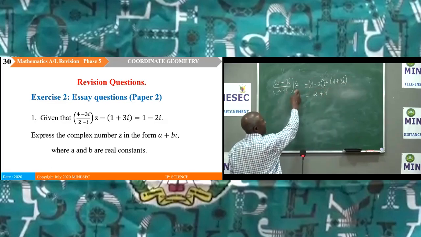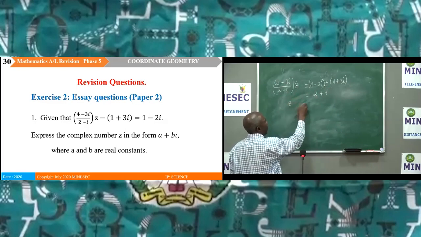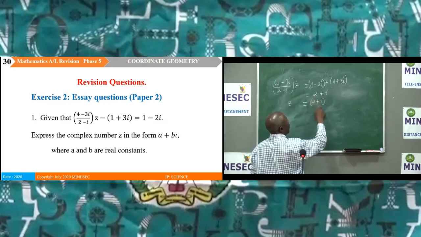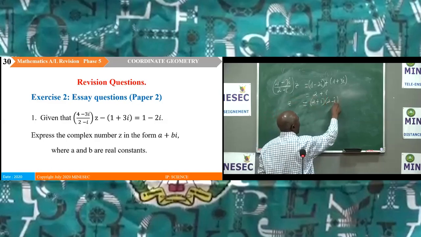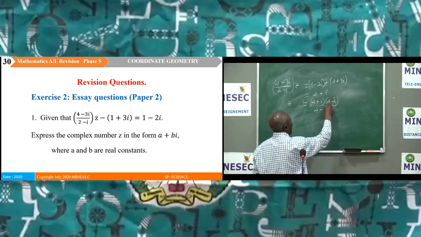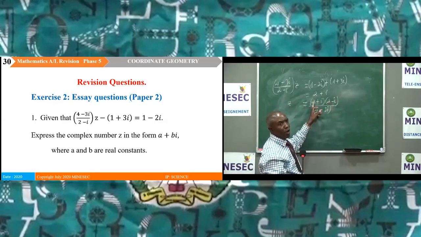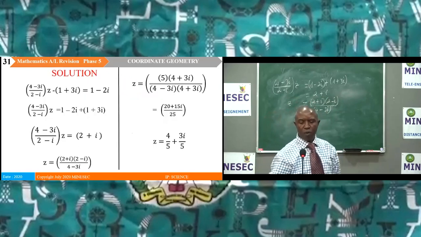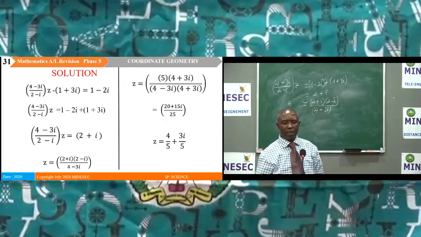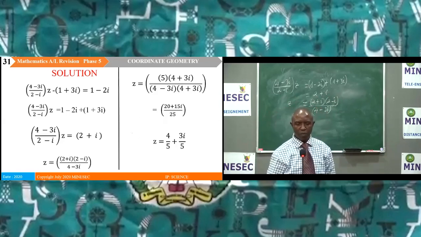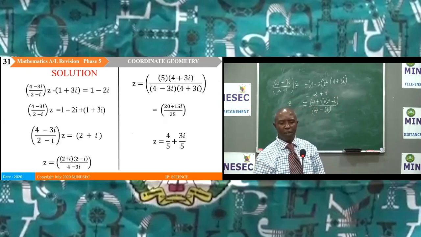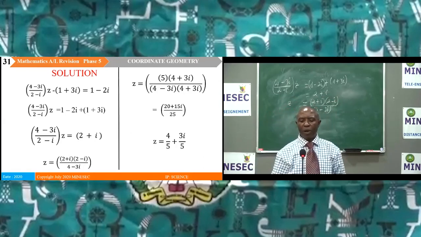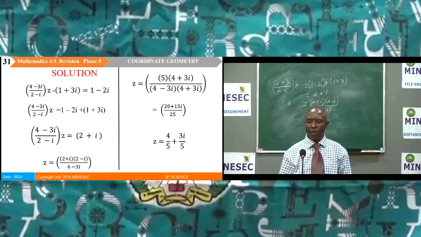And here we make z now the subject. So we have z equal to (2 plus i) multiplied by (2 minus i), all over 4 minus 3i. We first simplify the numerator before multiplying it with the conjugate of the denominator. In that case, you see that we are going to end up with what you find on your screens. The end result will have z equal to 4 on 5 plus 3 on 5 i. So your a will be 4 on 5 and your b will be 3 on 5.